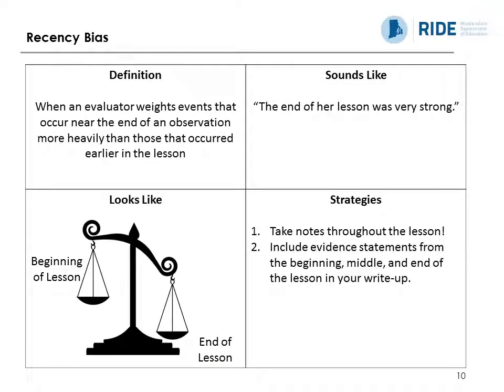The next source of error is recency bias. It's natural to remember more at the end of the lesson than the beginning of the lesson. It's how our memories work. However, this can be a potential source of bias. Therefore, do your best to take notes throughout the lesson so that later on you have something to jog your memory. In addition, when writing evidence statements, try to select examples from the beginning, middle, and end of the lesson so that the statements are balanced.